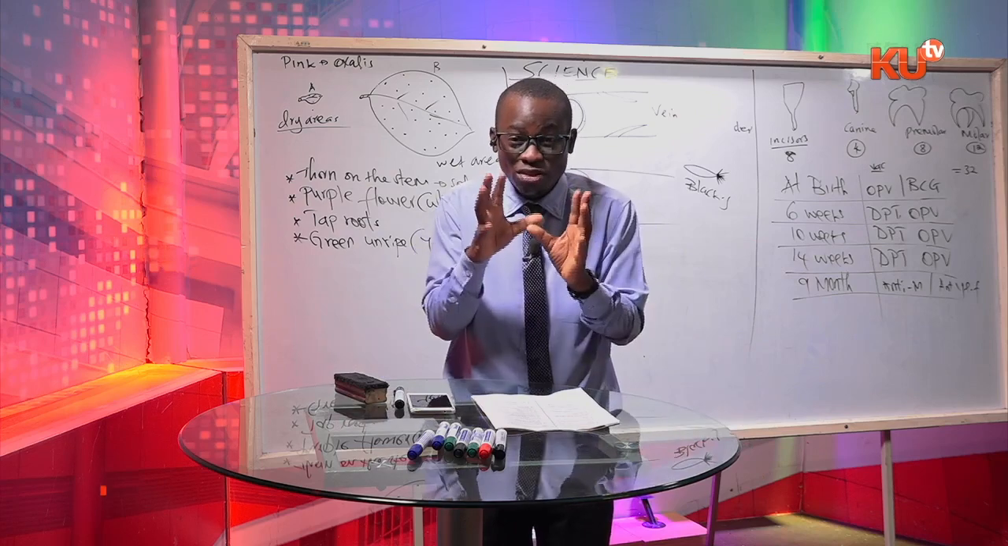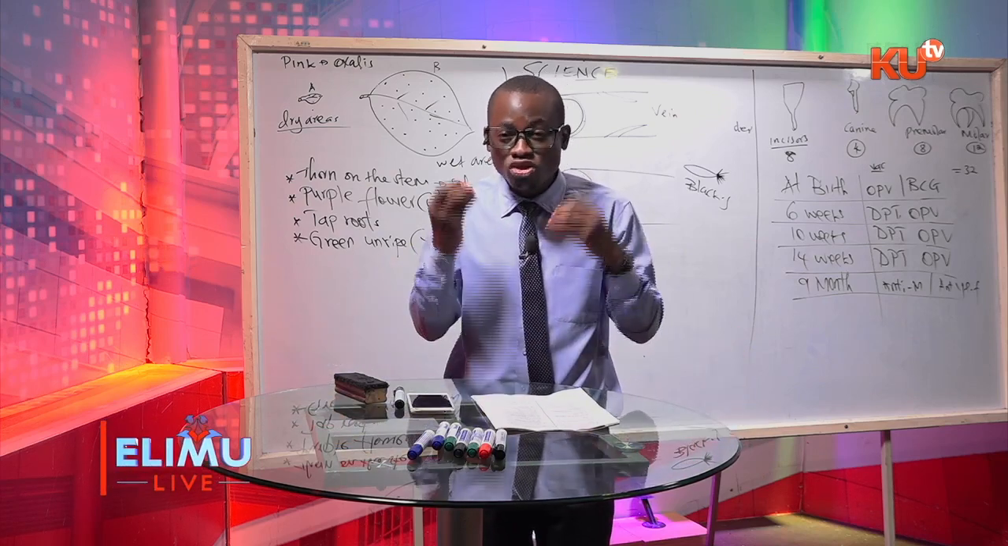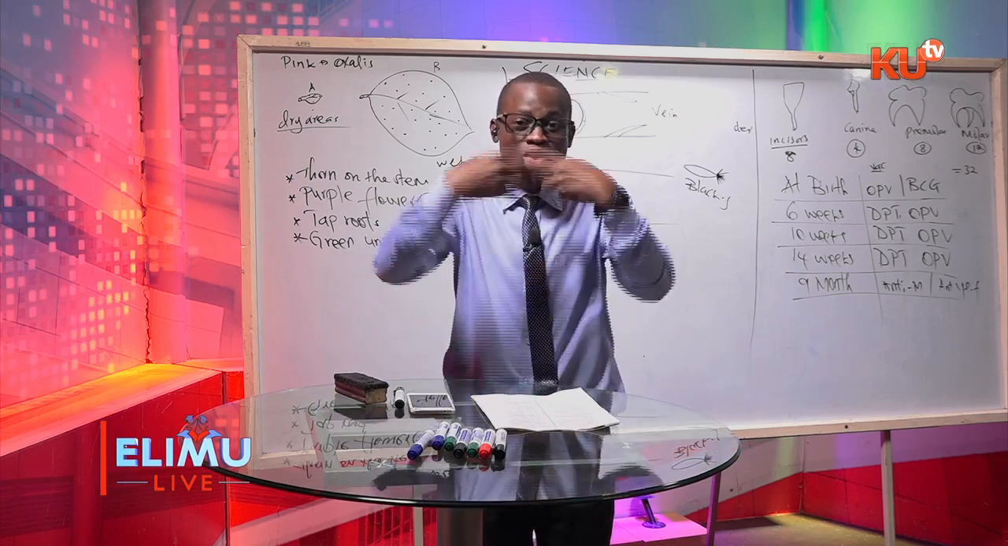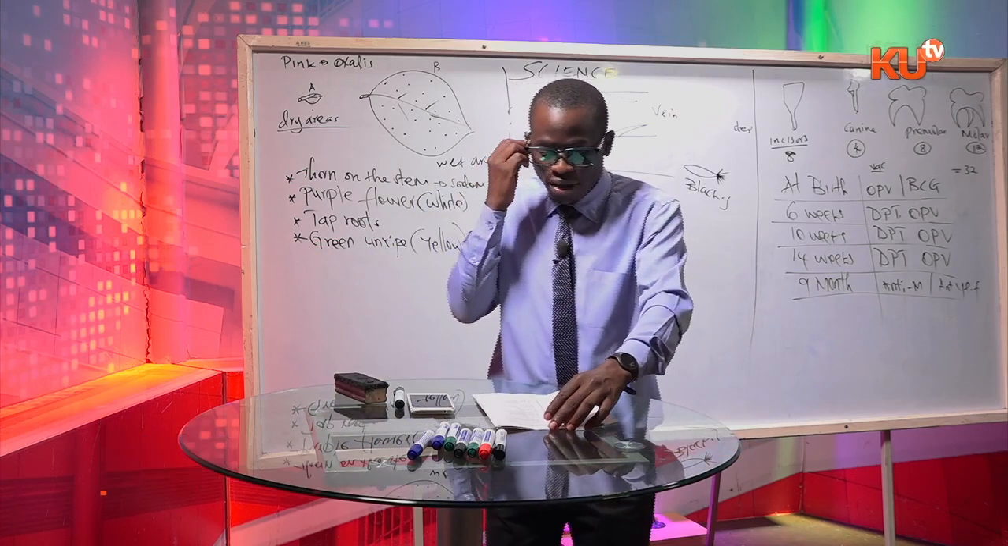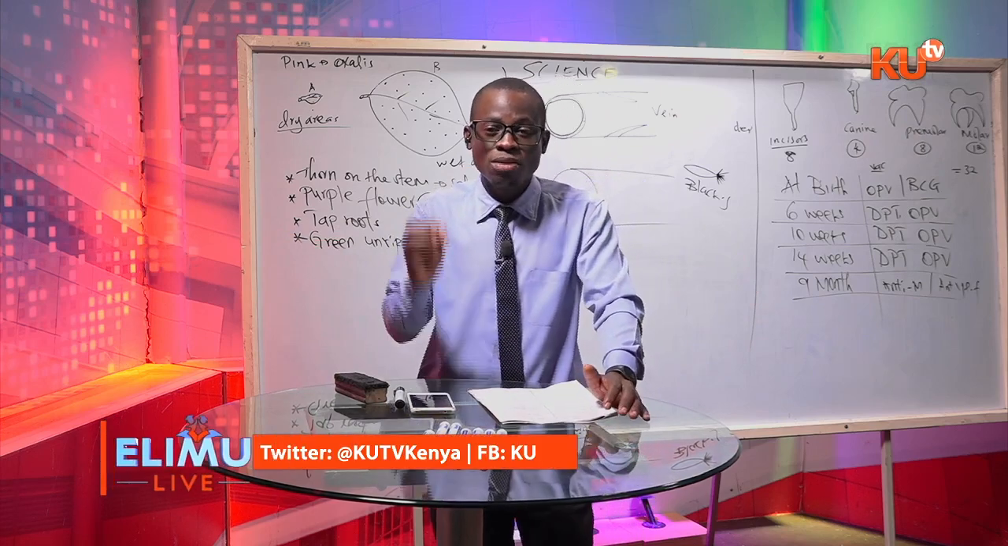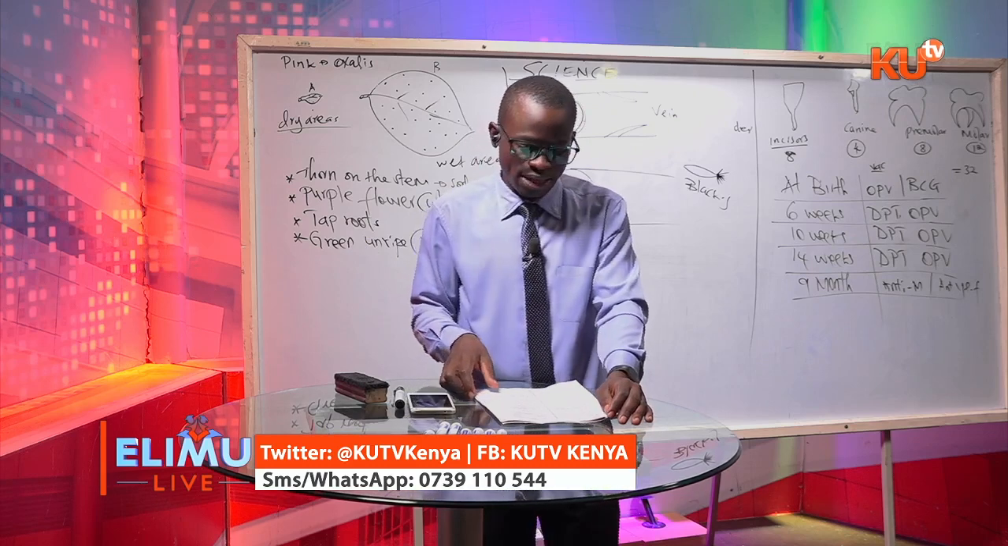So which one is the best method of now controlling sessafly? Destroying their breeding places. Ensure you destroy all their breeding places so that they don't breed more. They die automatically. But remember, the rotational method of grazing is a method of controlling both external and internal parasites.